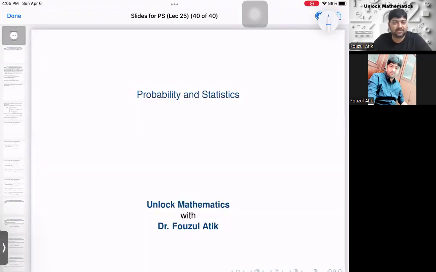I'm giving a series of lectures for the course Probability and Statistics. We are in the chapter on joint probability distributions. We have done a couple of examples. So in today's class, we'll discuss the sum of two independent random variables. Right? So what is that?